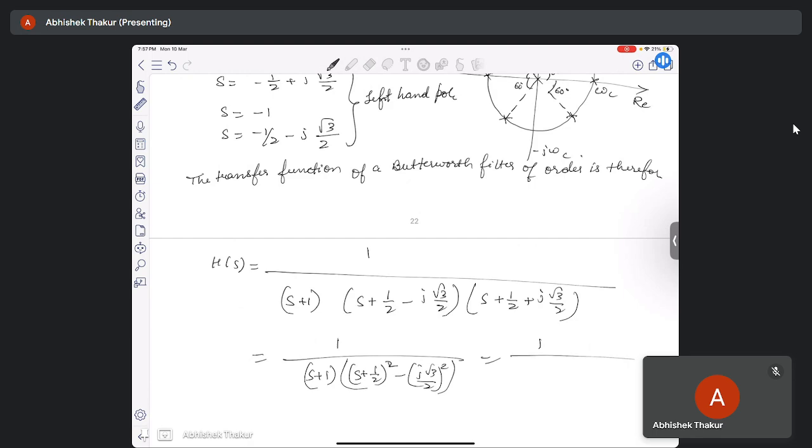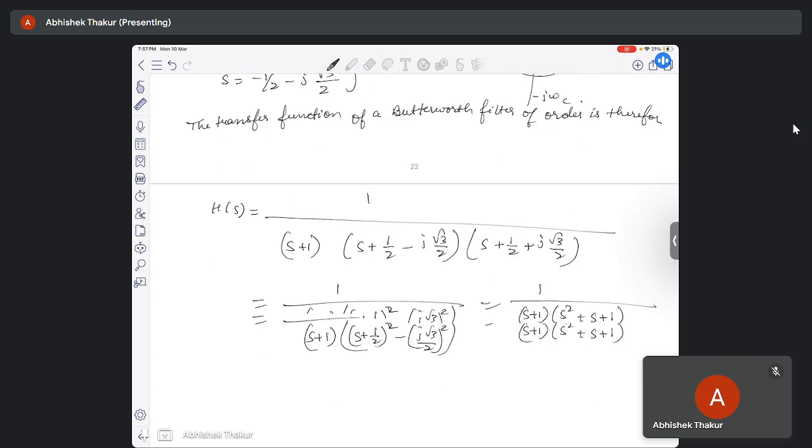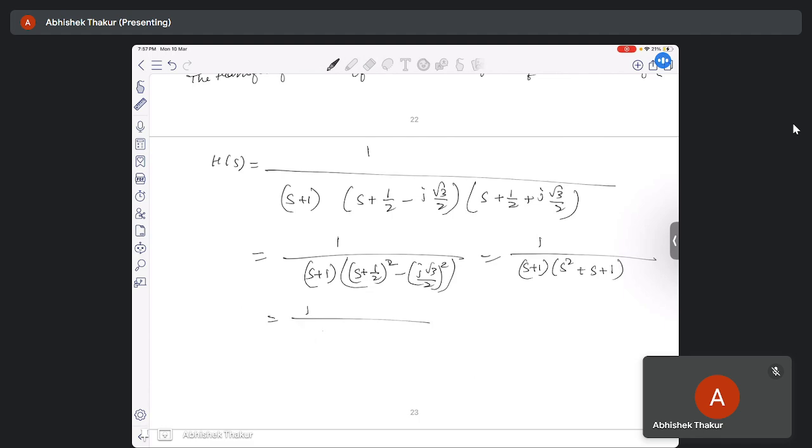So we will get 1 by s plus 1 into s squared plus s plus 1. And finally we will get the transfer function as 1 by s cubed plus 2s squared plus 2s plus 1. So this is our final transfer function.